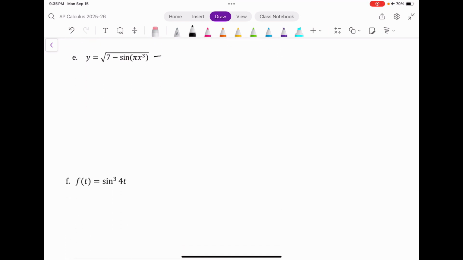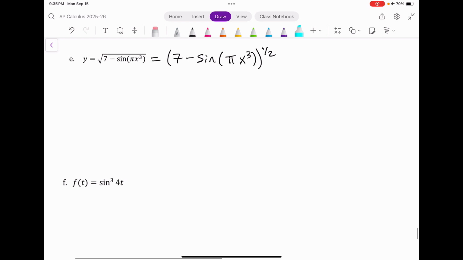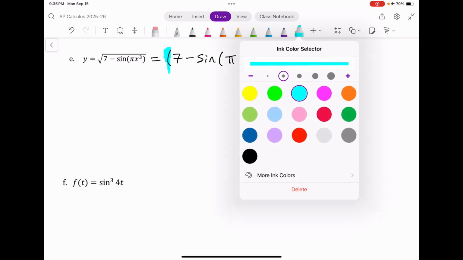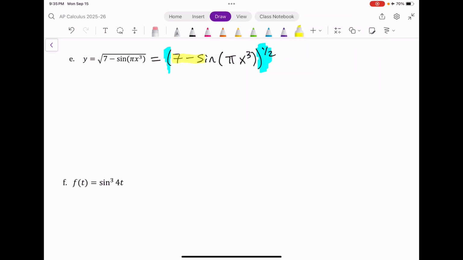All right, on this one we want to rewrite the equation to be to the 1/2 power. And then same thing, we're going to have to do the chain of the chain rule when we find the derivative. So let's recognize the outer function. Okay, so the outer function is u to the 1/2, right? The inner function is 7 minus sine of pi x cubed, and then the inner function is pi x cubed.